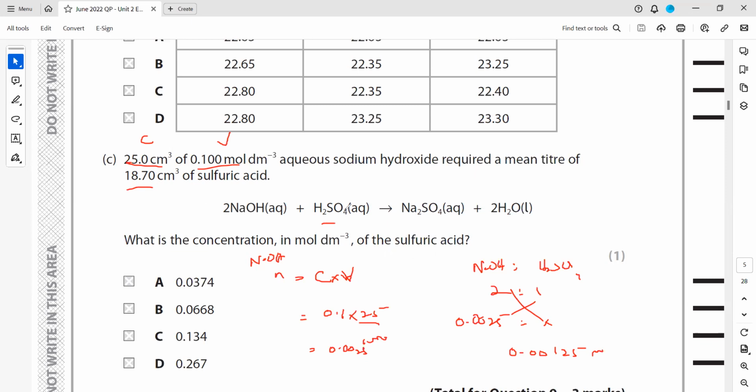Because we need the concentration of sulfuric acid. So we have the concentration and volume of aqueous sodium hydroxide. And then we got the moles, and from the moles now we get the concentration. So moles divided by volume will give us the concentration. So 0.00125 and the volume is 18 cm cube divided by 1000. So it will be 0.018770. So when you divide, this will give us 0.06. So B will be the right answer.